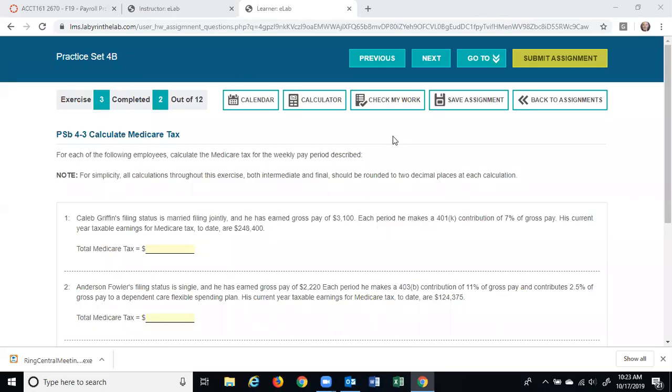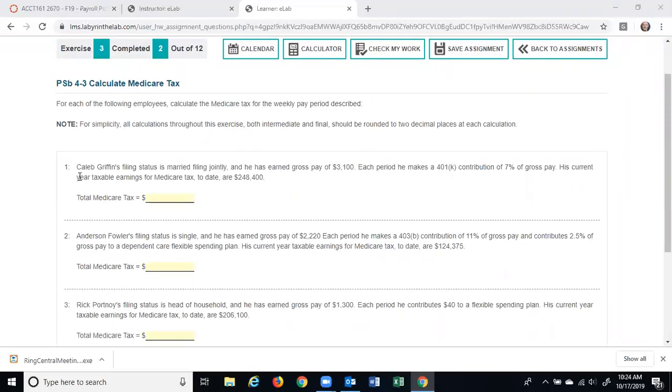Okay, Medicare calculations can be one of the more tricky as the individual reaches the additional Medicare threshold. So let's review the thresholds. Married filing jointly is $250,000. Married filing separately is just half of that, $125,000. And then single and head of household is both $200,000. So let's see how this works.